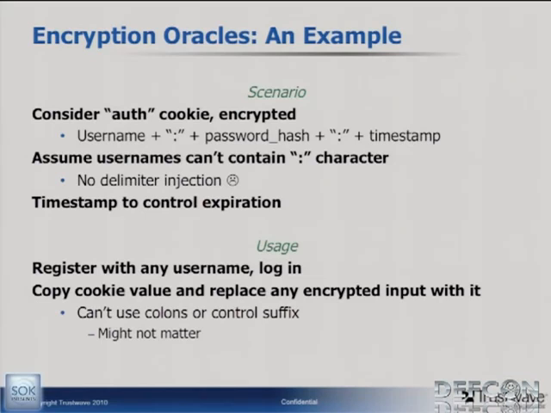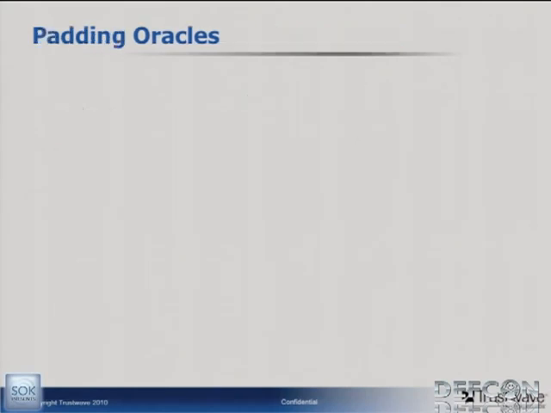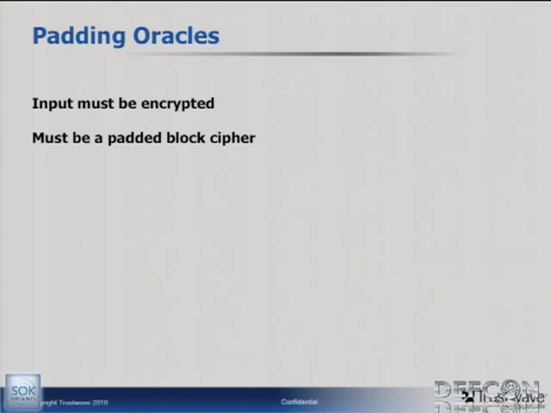The fact that we can't control the end is actually just fine for a lot of attacks. So we can register with some username and log in and take a look at that cookie, and we register with a username of whatever it is we want to encrypt. So groovy stuff there. I also wanted to mention padding oracles. With a padding oracle, the input has to be encrypted with a padded block cipher. With stream ciphers, you're encrypting byte by byte, so the end of the plain text is just where the text ends and not where you've put some arbitrary marker.